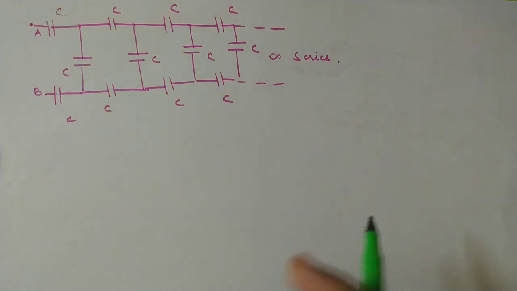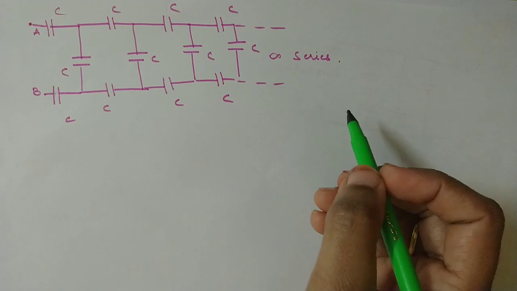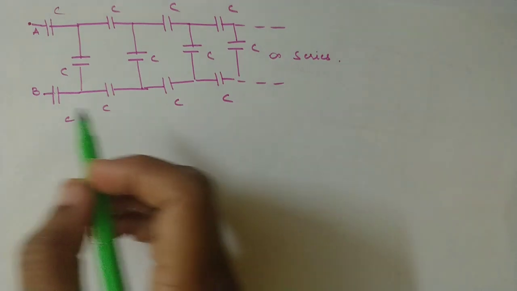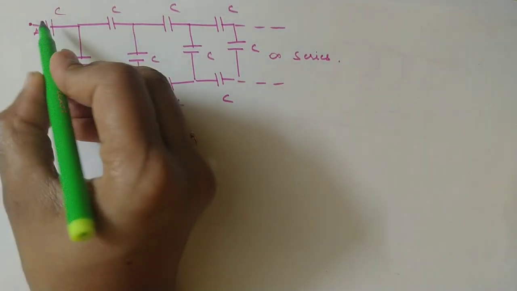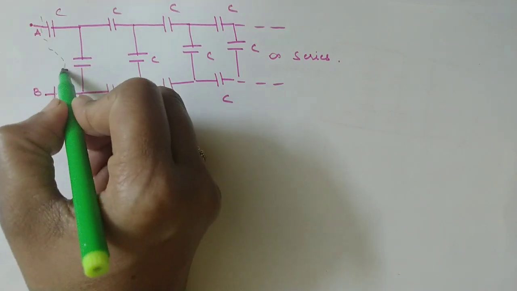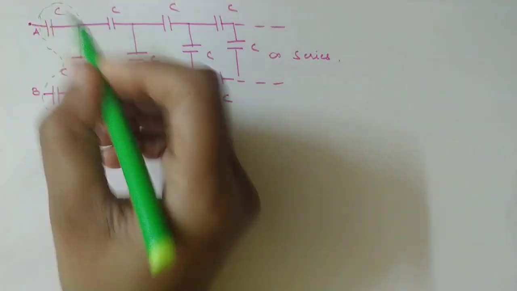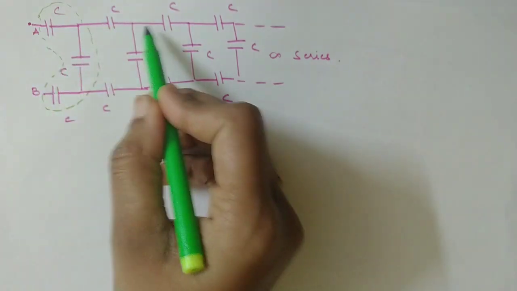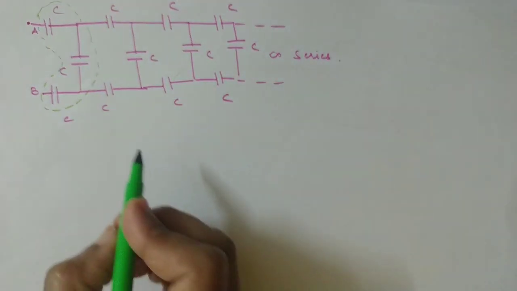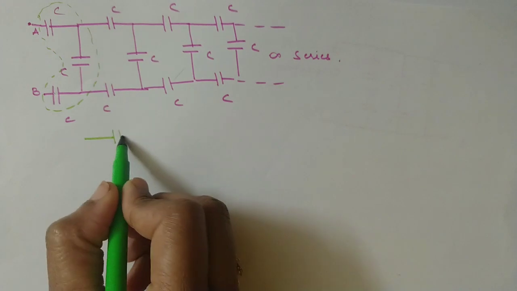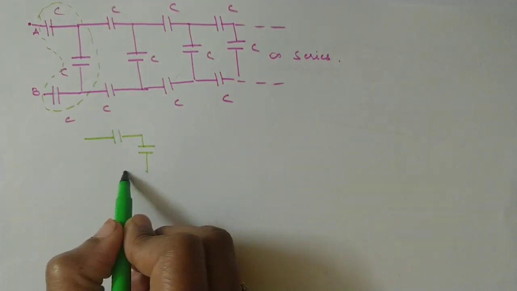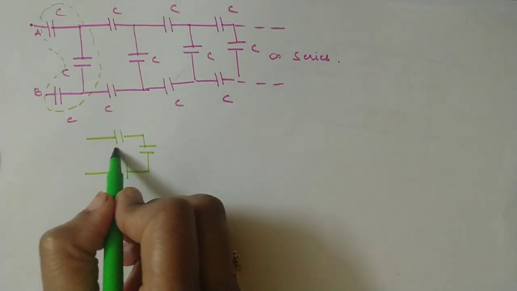Now look at one more question of infinite series. Just now I told you the logic of how to find the equivalent capacitance. Let us apply it again for one more example. Step 1, identify the repeating branch. This is the branch which is repeating, C, C and C. This series is continuing. What is the next step? Leaving one repeating branch, this is a repeating branch.